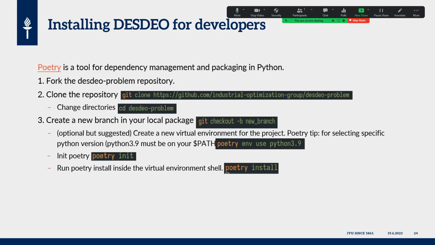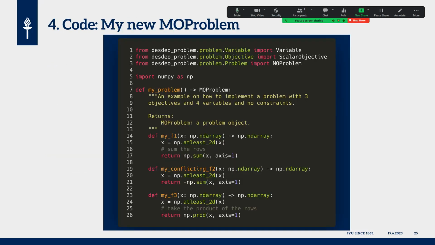And then you can make a new branch and make changes there. And if you want to use a specific version of Python, for example, you have different Python versions and you want to use, say, 3.9, you can do it that way using Poetry. And then you init Poetry and you install all the required packages using Poetry. And that's how it's installed. And you can start working on your code.